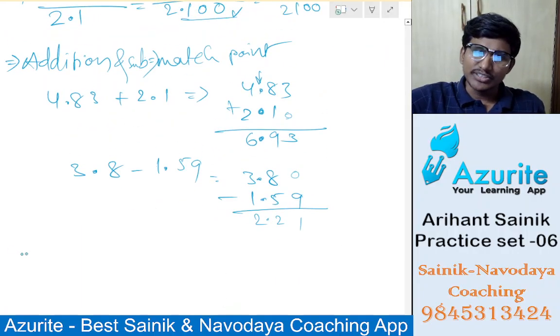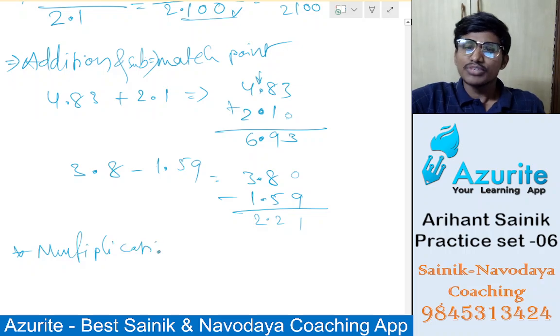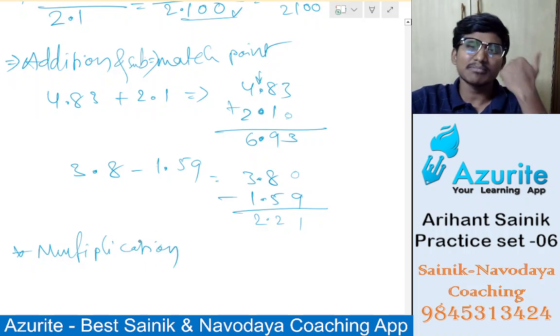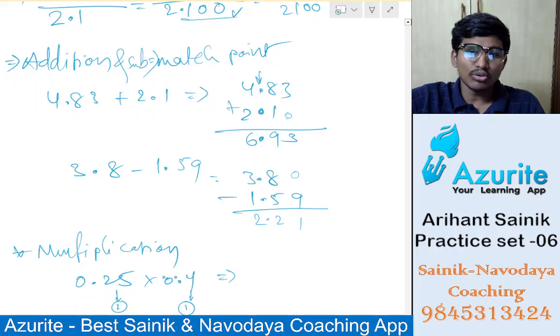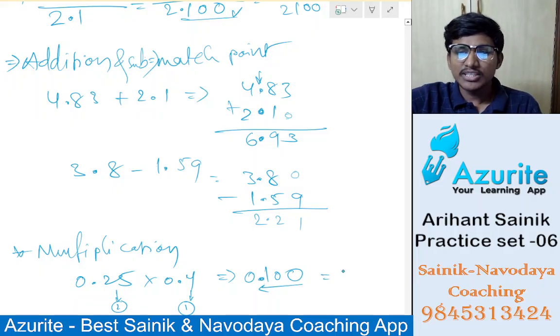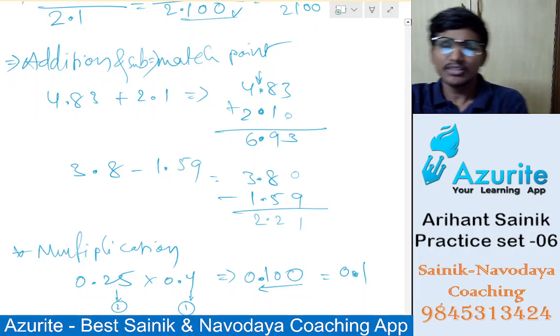Now multiplication. How do we do multiplication? Same. We just have to count the total number of decimal places and multiply normally. If it is 0.25 into 0.4, total here 2 decimal places, here 1 decimal place. So in the answer we have to give 3 decimal places. So 25 fours are 100 will come. 3 decimal places means 0.100. If the zeros are at the end, you remove them. Okay? 0.1 will be the answer.